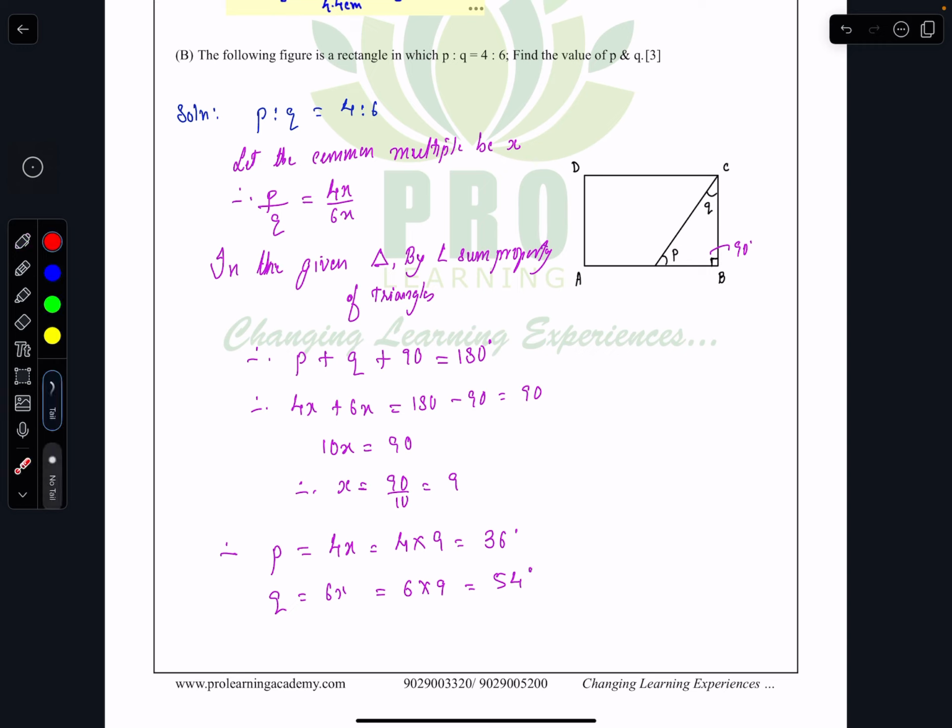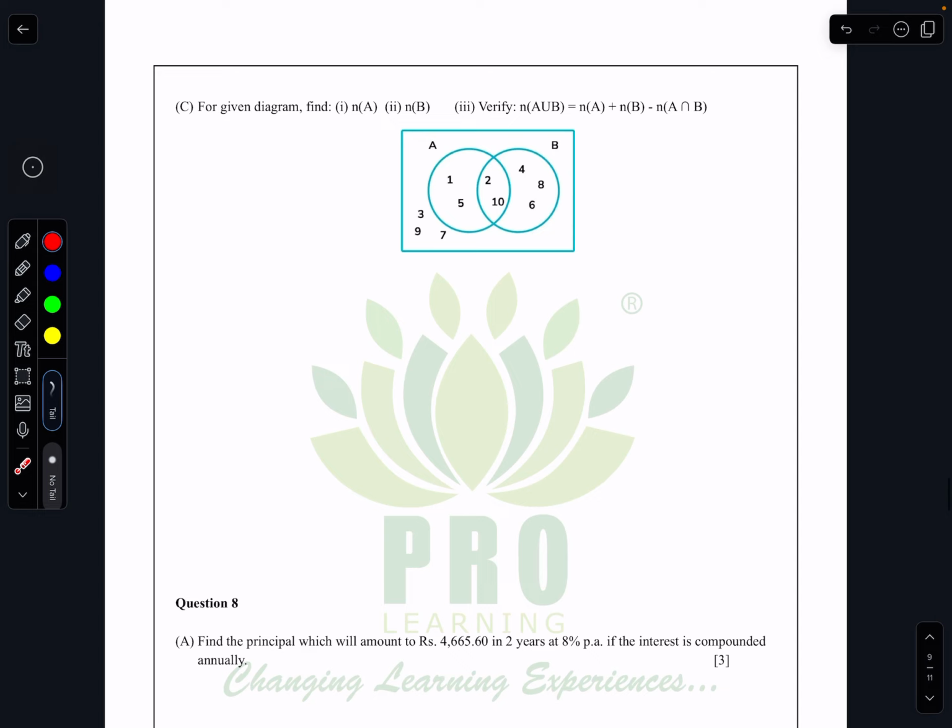So to verify our answer, 5 and 3 makes 8, 80 plus 6 is 86, and 4 makes 90. So the total is 90, so we are right here. We move on to the next piece here.